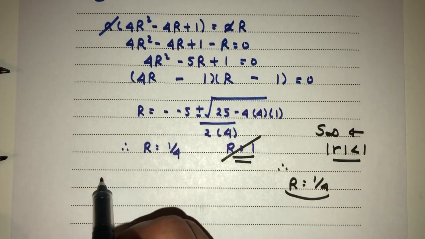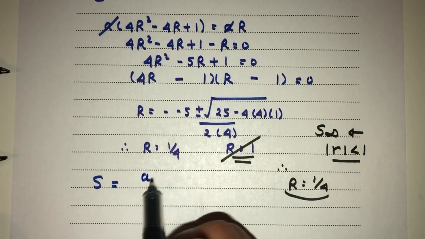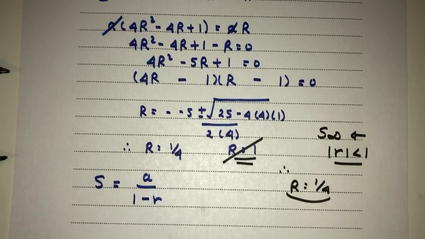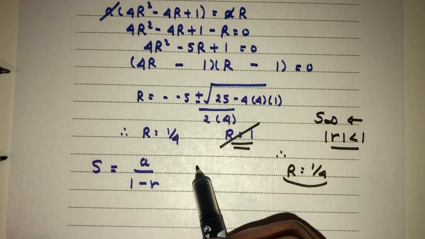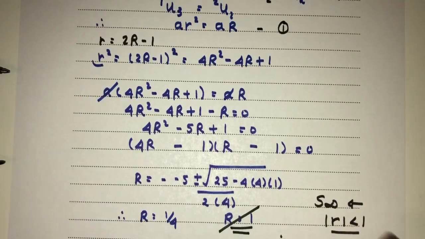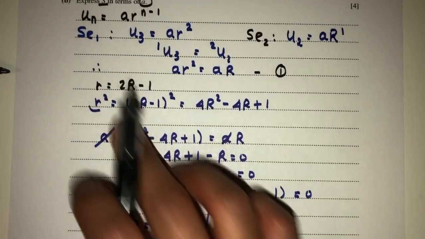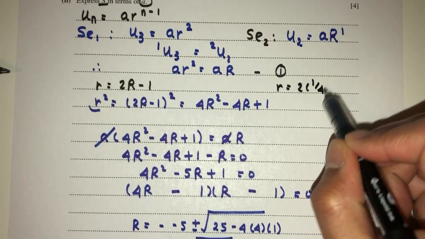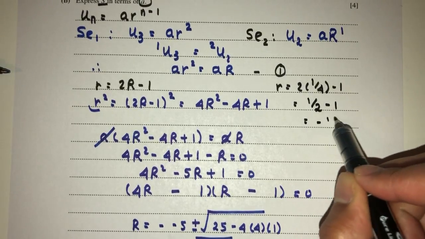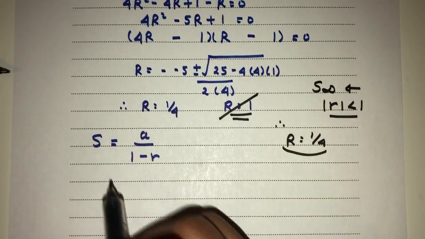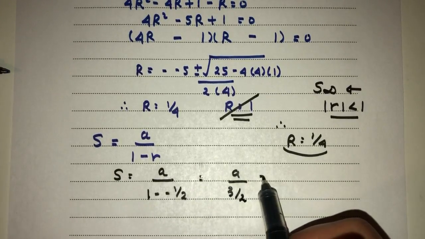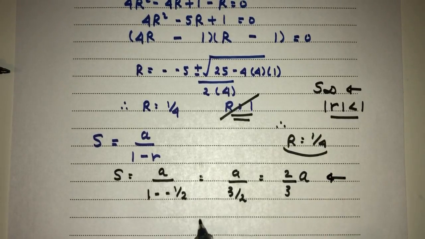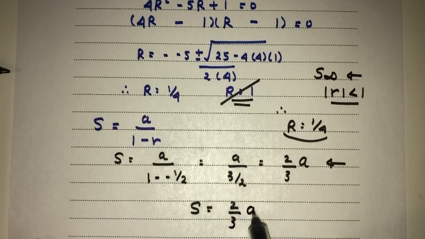So our sum to infinity was what? S was equal to A over 1 minus r. That was the sum to infinity that we know from the beginning. Now since we know the value, this is the big R. So let's use the formula for the big R. Or we can just find the value of small r from here, right? If big R is 1 over 4, small r will be what? 2 times 1 over 4 minus 1. That will be half minus 1, which is minus half. So small r will be minus half. So we have S equals A over 1 minus minus half, which is A over 3 over 2, which is 2 over 3 A as my answer. So S in terms of A will be 2 over 3 A.